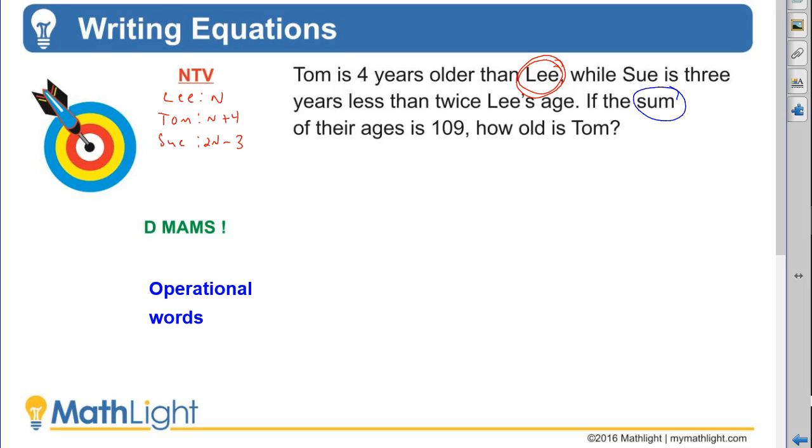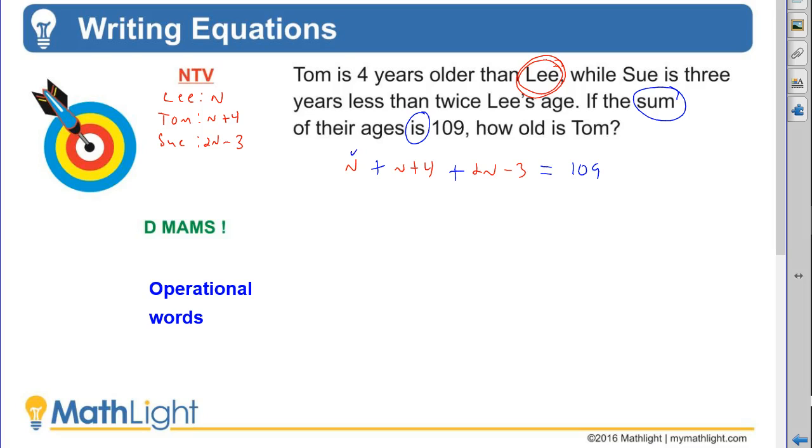Now look for an operational word. Here we go, the sum. All right, we all know that sum is addition. So I'm going to sum up. There's Lee's age, there's Tom's age, and there's Sue's age. Again, looking for operational words. Remember, "is" is often the equal sign. And what does it equal? 109.